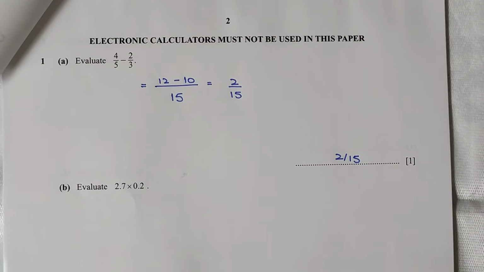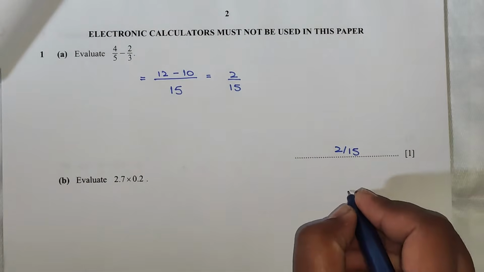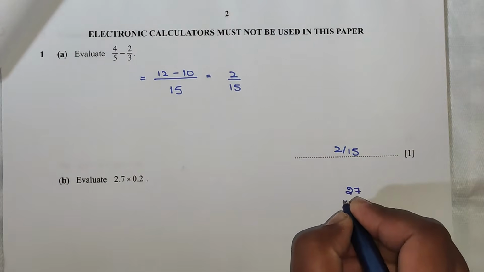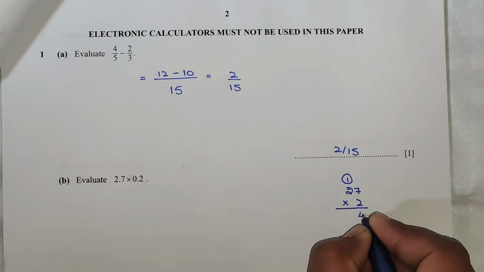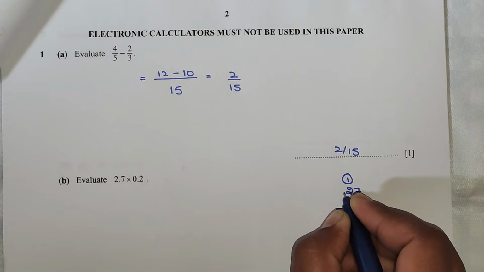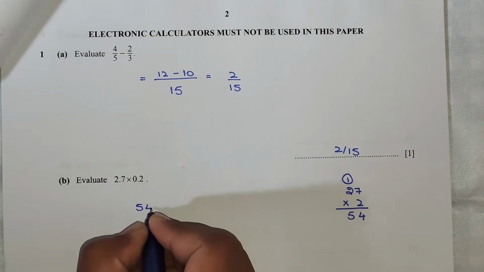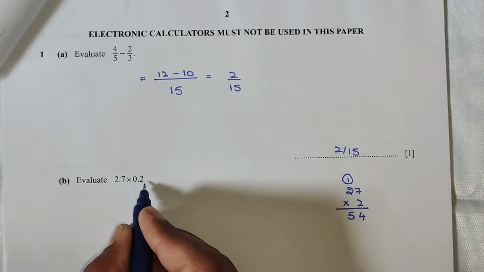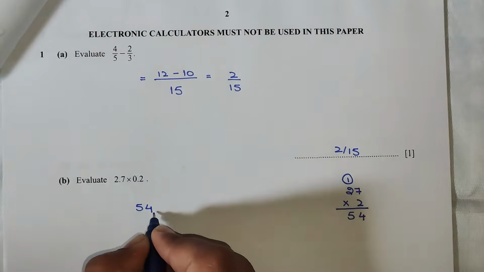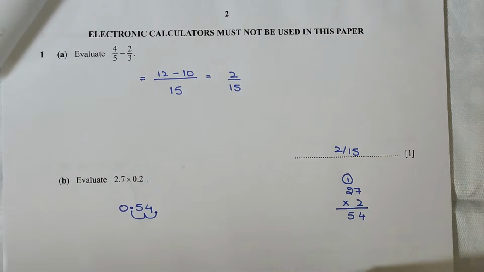For the B part, we need to evaluate 2.7 times 0.2. First we need to multiply 27 times 2. So 2 times 7 is 14, 1 and 4. 2 times 2 is 4, and plus 1, 5. So it would be 54. Now we need to count the number of decimal places. So 1 decimal place and 1 decimal place, and in total we have 2 decimal places. So the answer would be 0.54.